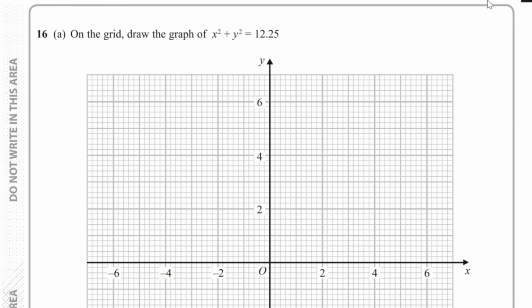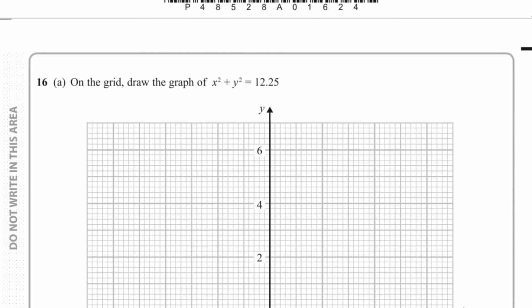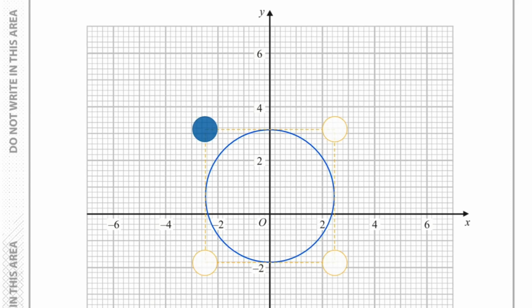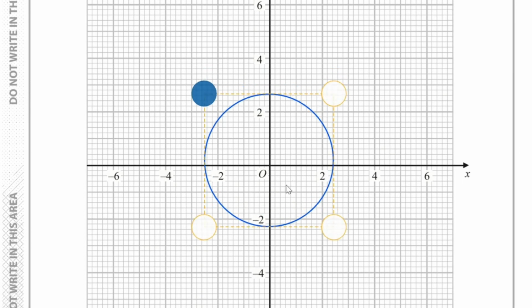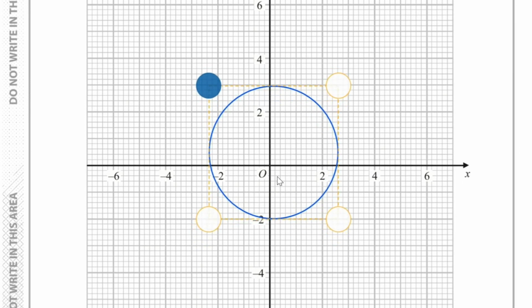Question number 6. For part A on the grid, we have to draw the graph of x squared plus y squared equals 12.25. Well, here we can find out what the radius is. R squared will equal 12.25, which means r is equal to the square root of 12.25, which is 3.5. So what we need to do is draw a circle with the centre at the origin with radius 3.5.